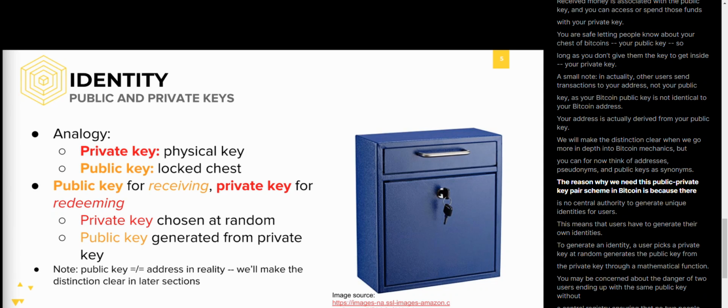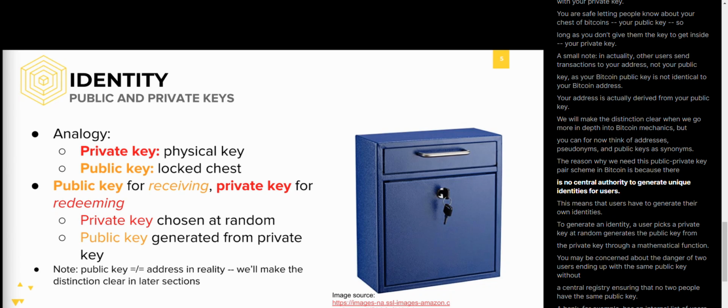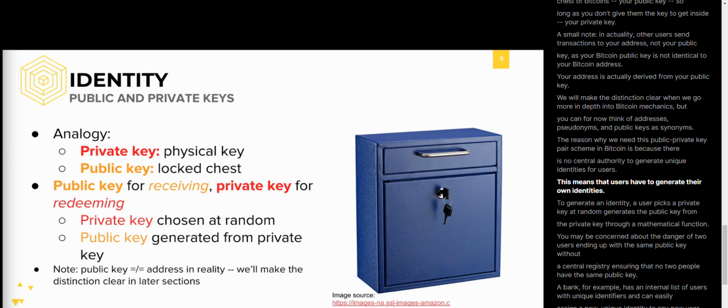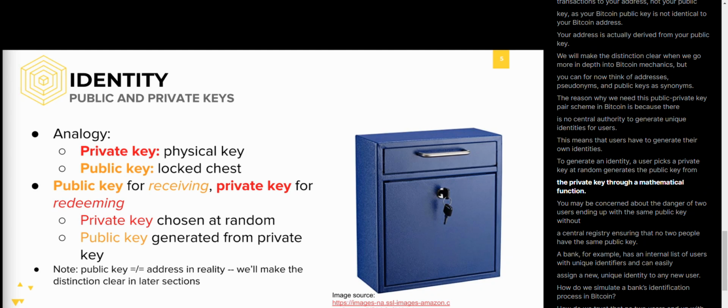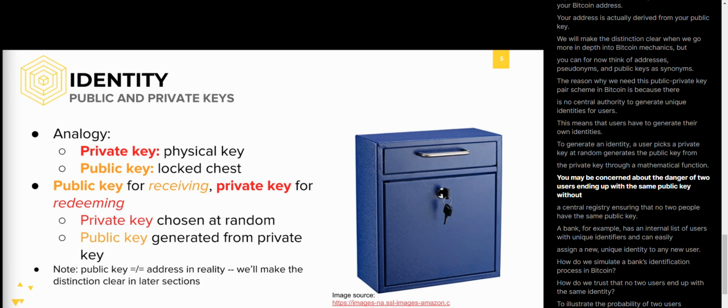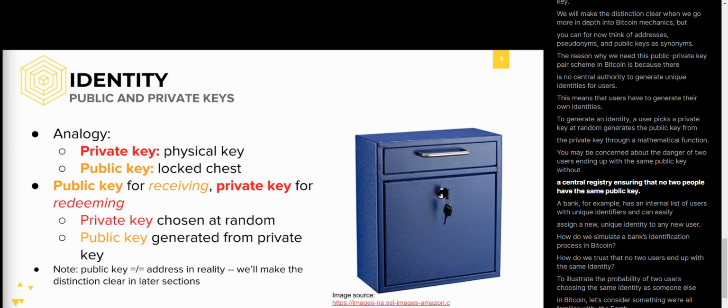The reason why we need this public-private key pair scheme in Bitcoin is because there is no central authority to generate unique identities for users. This means that users have to generate their own identities. To generate an identity, a user picks a private key at random, generates the public key from the private key through a mathematical function. You may be concerned about the danger of two users ending up with the same public key without a central registry ensuring that no two people have the same public key.